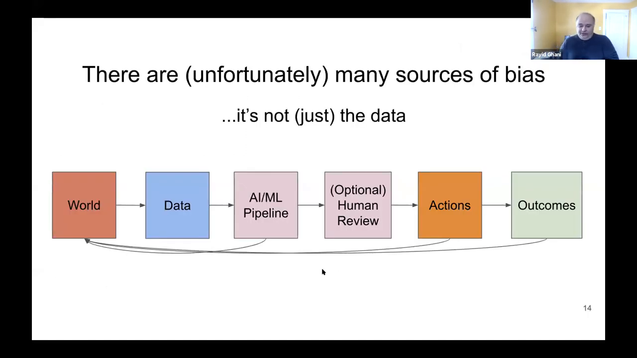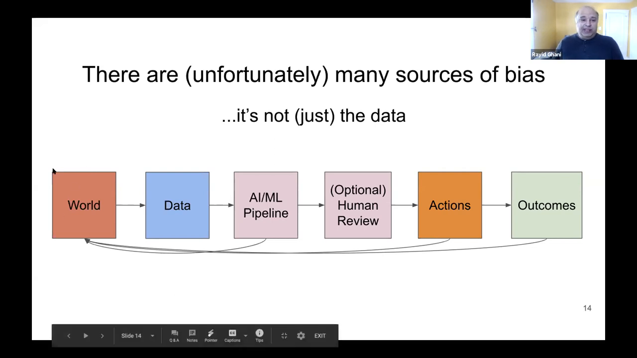So the first question that comes up when we start looking at these projects is, where is the bias coming from? And often the first thing that we think about is, well, the data is biased. That's a typical process of, we think the data is biased. And yeah, the data is probably biased, but there are many, many other sources of bias as well in these types of systems.